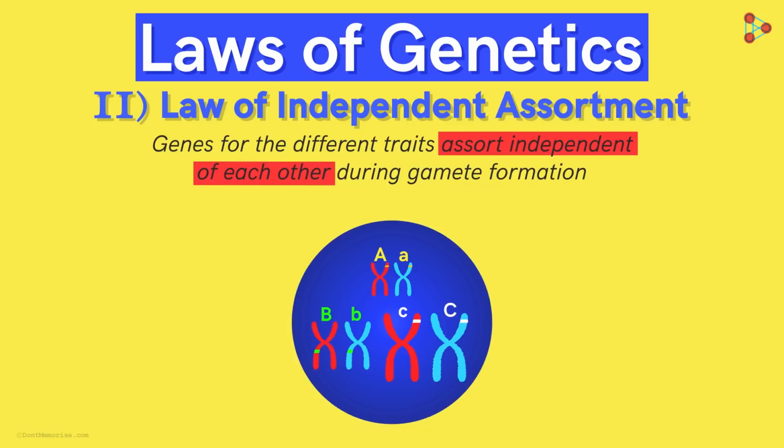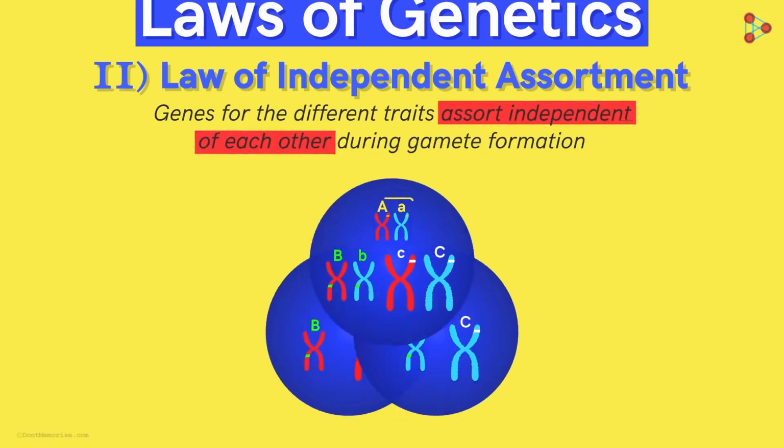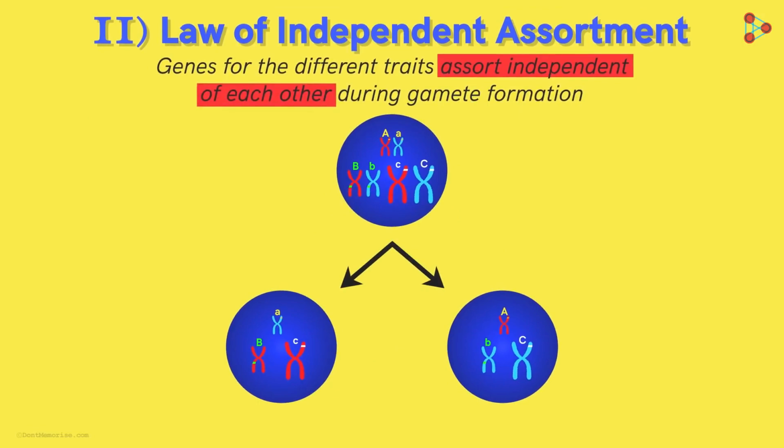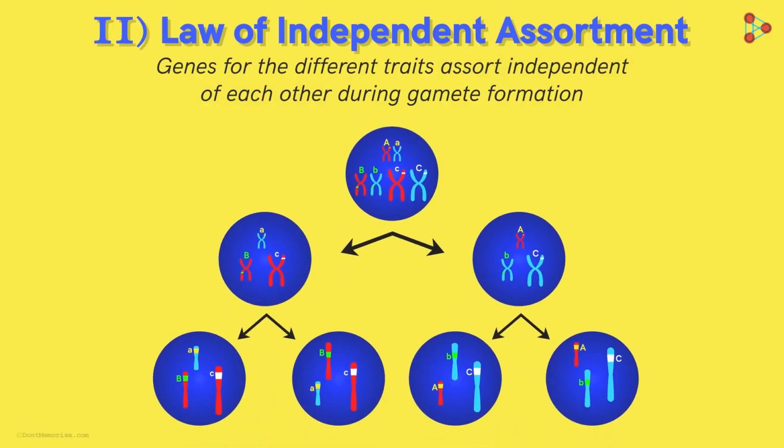So here, the alleles of the gene set AA will assort independent of the other two gene sets. It's not mandatory that all the dominant alleles will get assorted in the cells together. So the allele capital A can get assorted with any allele from the gene set BB and CC. And that's the reason why we get the gametes with different possible combinations at the end.